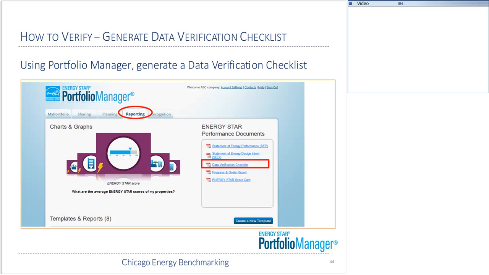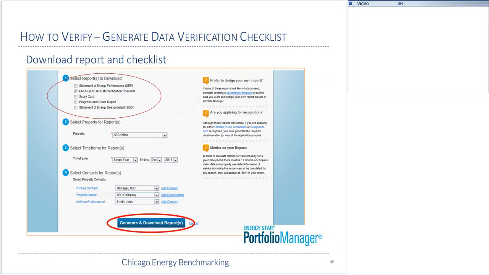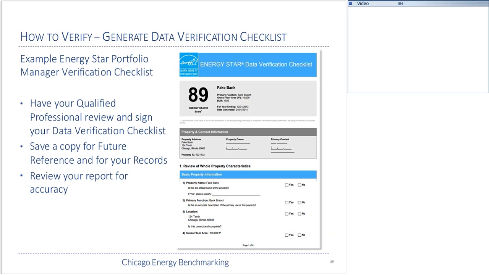On your Portfolio Manager account, on the main tab at the top where you saw you were on My Portfolio, there's also a tab for reporting. You click the reporting tab, and then there's Energy Star performance documents in a checklist or in a drop down. You can see the data verification checklist, which is circled here, is what you want to download. So you'll click data verification checklist for the property that you would like to download that for. You enter the time frame, which is single year, ending December 2016, the primary contacts of the building. If you don't have that listed already, you can click off to the right where you can add contacts and make sure that those are going to the right place, and then generate and download those reports.